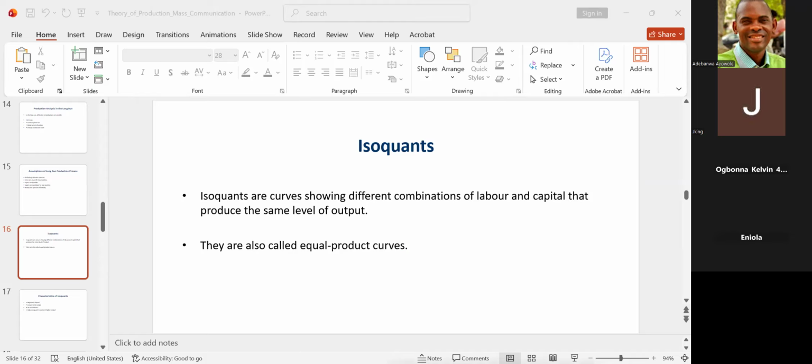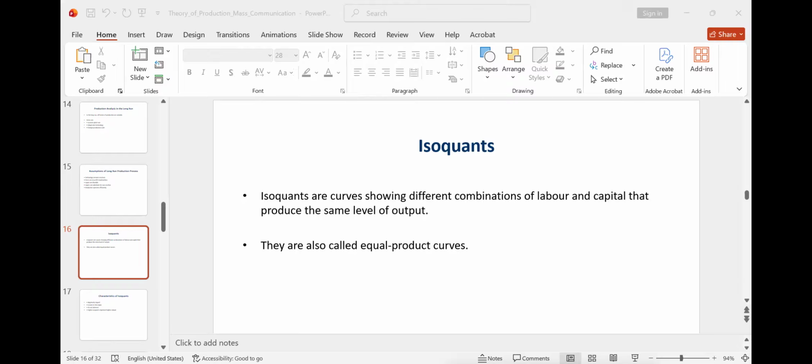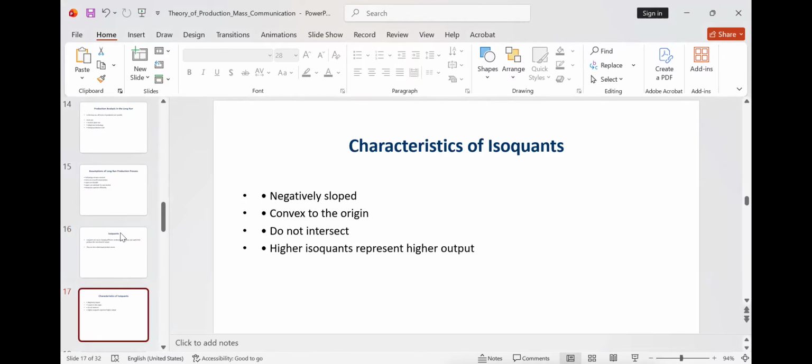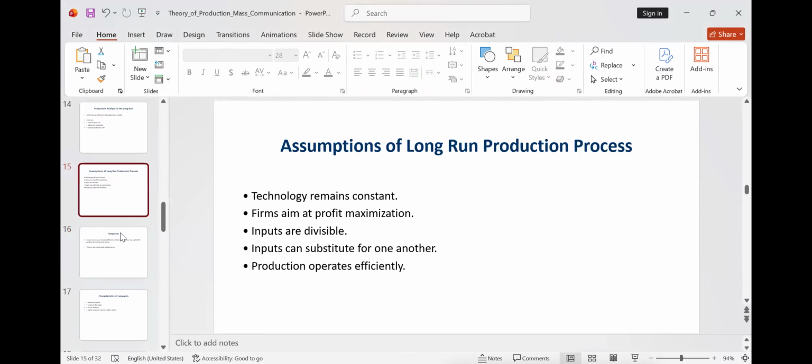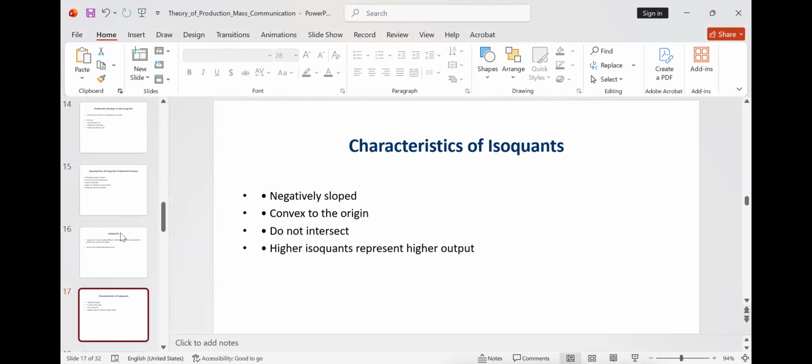So isoquants are curves showing different combinations of labor and capital which produce the same level of output. They are also called equal product curves. Isoquants are curves showing different combinations of labor and capital that produce the same level of output, and they are also called equal product curves.